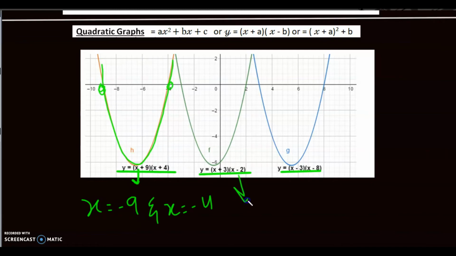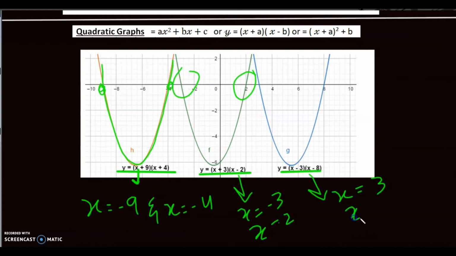So U-shaped graph, here the values of x would be minus 3 and 2. Hence the x-intercepts are 2 and minus 3. And similarly for the last one, it's 3 and 8. So that's why the x-intercepts are this 3 here and 8 here.